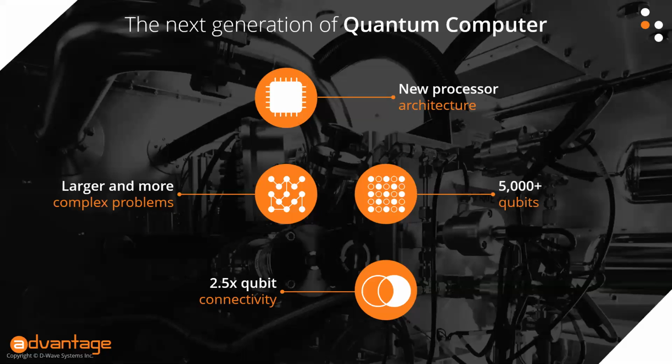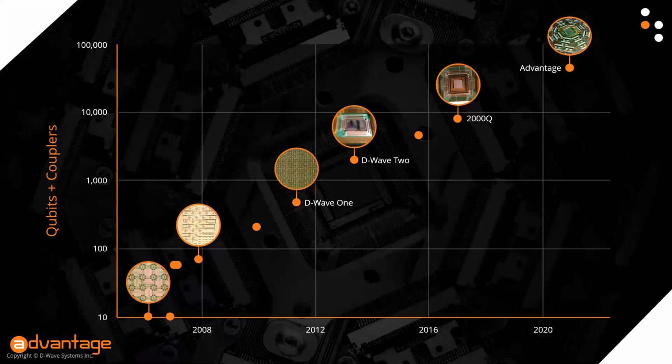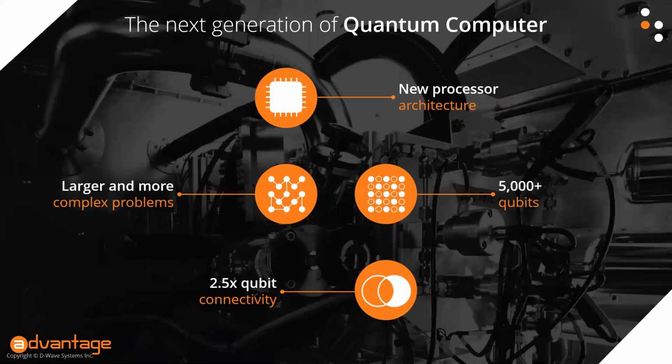At the core of the technology, the core of Advantage is a new superconducting quantum annealing processor that has more than 5,000 qubits and 35,000 interqubit couplers woven together in a new qubit architecture that has 2.5 times the interqubit connectivity of any of our previous commercial product generations, including the most recent one, the 2000Q.